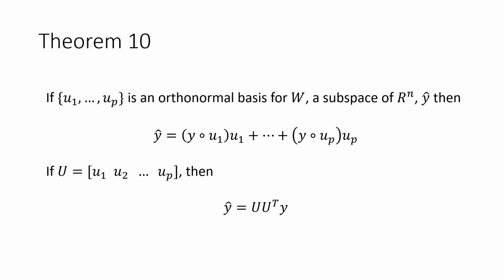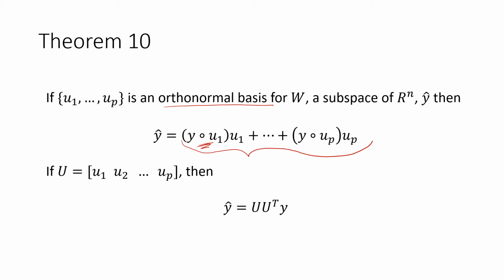Theorem 10 goes one step further. Here, instead of an orthogonal basis, we have an orthonormal basis, and with an orthonormal basis, you have an even easier formula for finding your projection. But again, see, it's involving that dot product. So that dot product keeps coming up over and over again.